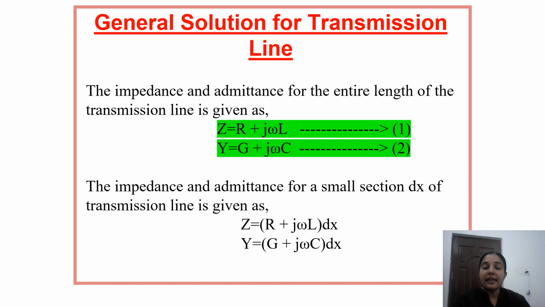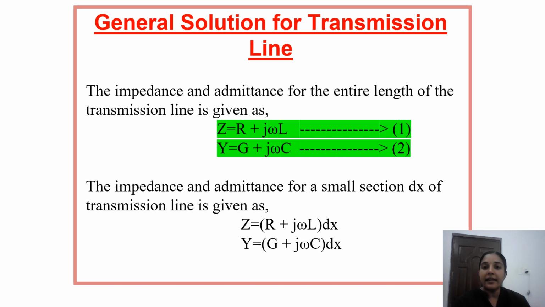Each and every point in the transmission line is given in terms of impedance and admittance. This impedance is given in terms of R and L, which is resistance and inductance. So Z is equal to R plus j omega L. The admittance Y is given in terms of conductance and capacitance. So Y is equal to G plus j omega C. So equations 1 and 2 representing the impedance and admittance are for the entire length of the transmission line.